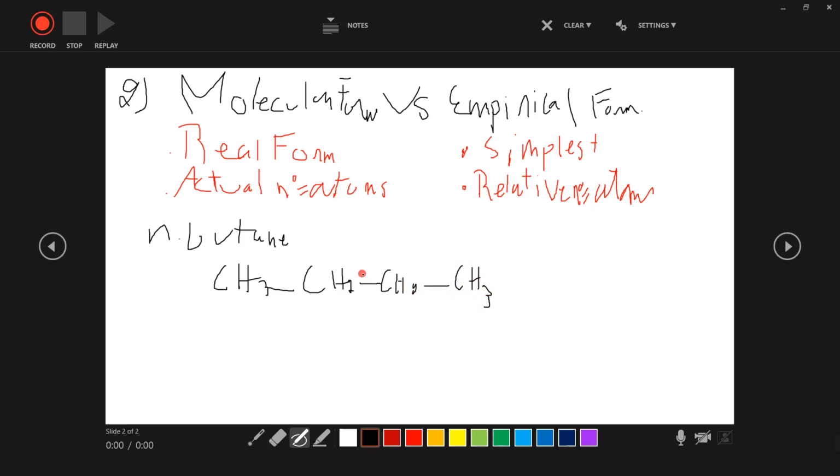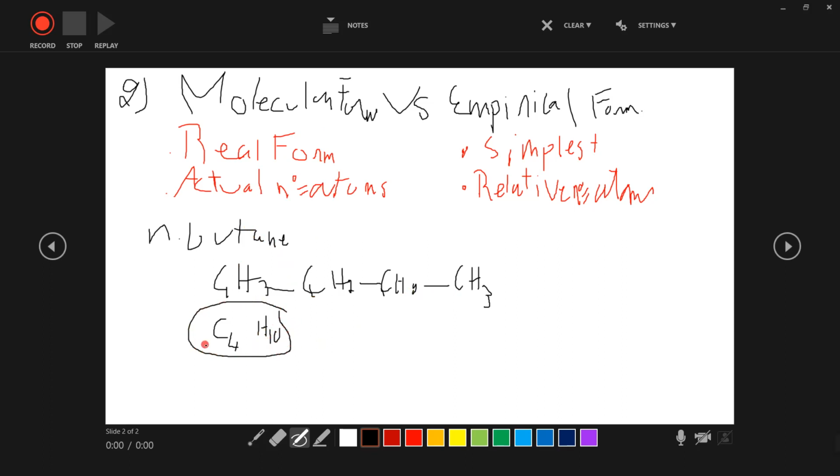If I ask what is the molecular formula of this compound n-butane, I told you the molecular formula is the real form representing the actual number of atoms. So you only count the number of atoms. How many diverse atoms do you have here? You have two atoms, carbon and hydrogen. How many carbon do you have? 1, 2, 3, 4. So C4. How many hydrogen do you have? 3 plus 2 is 5, plus 2 is 7, plus 3 is 10. So my real formula, my actual number of atoms, my molecular formula will be C4H10.